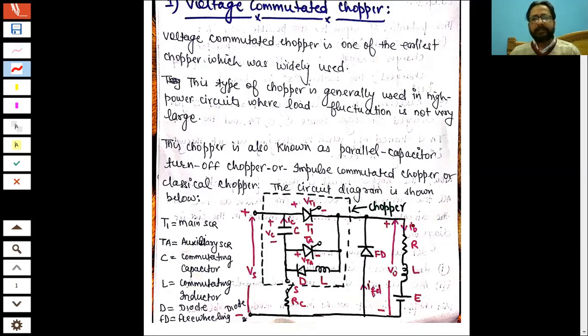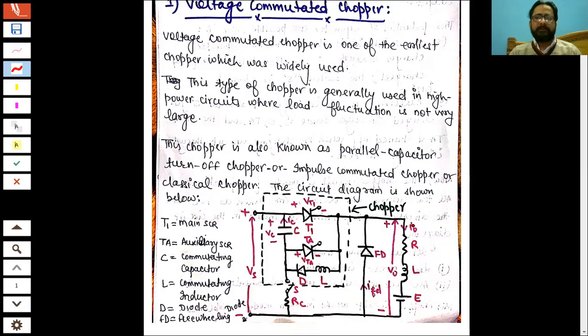Earlier we have studied the categories of choppers on the basis of the quadrant in which they are operating. So we have type A, 1 quadrant chopper, type B, 2nd quadrant chopper, type C, 2 quadrant type A chopper, then type D, 2 quadrant type B chopper, then type E chopper, which is a 4 quadrant chopper. And quadrant basically signifies the flow of power or the direction of voltage and current.